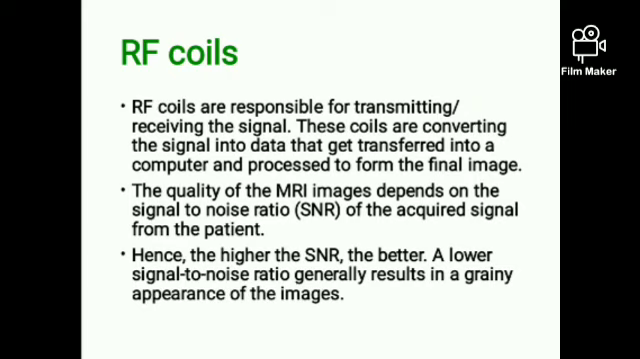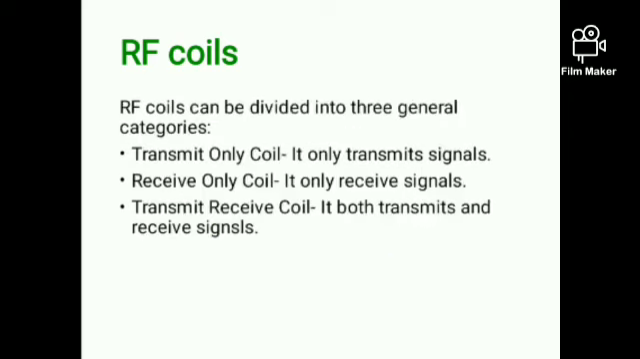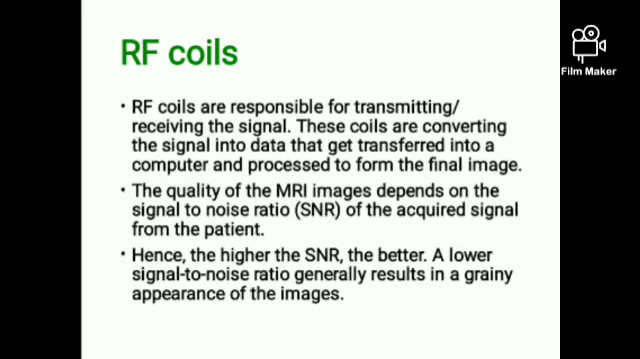Whereas if the SNR is low, you will get a grainy appearance on the signal, and there will be a little bit of blurring also. So when you are talking about the RF coil, it has three general categories. One is transmitting coil, that is it will only transmit the signal. One is receiver coil, it will only receive the signal. Another one is transceiver coil, which is going to do both the work, transmit as well as receive.